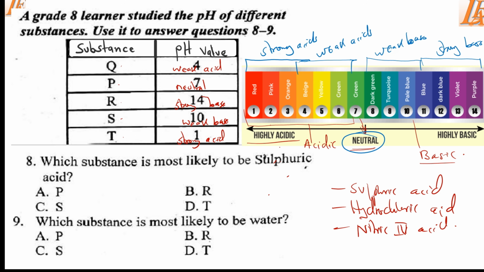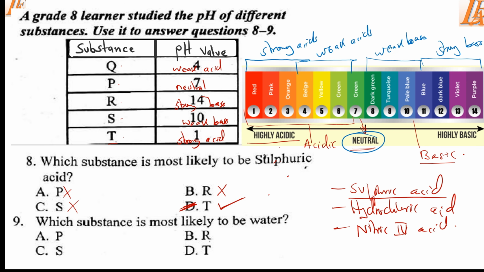Sulfuric acid, we have said, is a very strong acid, so its pH value should be below 3. So in this case, A, P is at 7, this one cannot be. B, R is at 14, this one cannot be. C, S, the pH value of S is 10, this one cannot be. Then D, T has a pH value of 1, and since sulfuric acid is a strong acid, therefore D is sulfuric acid. So this is the correct answer.